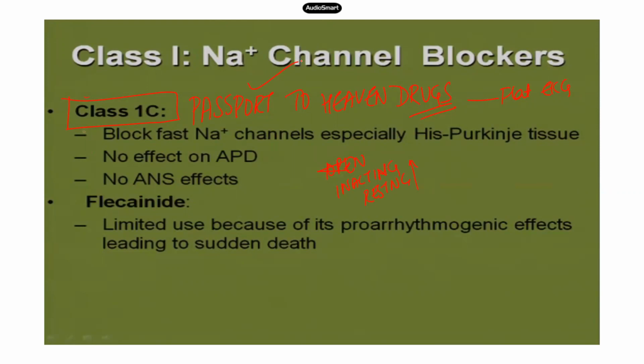So the one drug that we have is flecainide, but it has a very limited use because it is a potential pro-arrhythmic agent leading to sudden death. There's just one drug that you have to remember, and that is your flecainide. So this is all about class 1, which are your voltage gated fast sodium channel blockers.